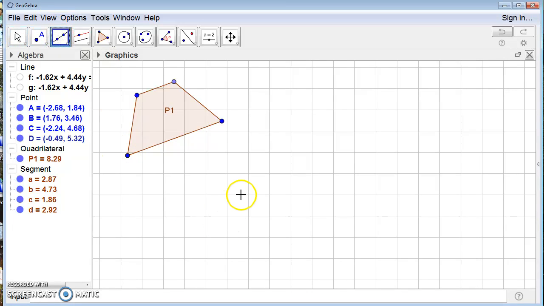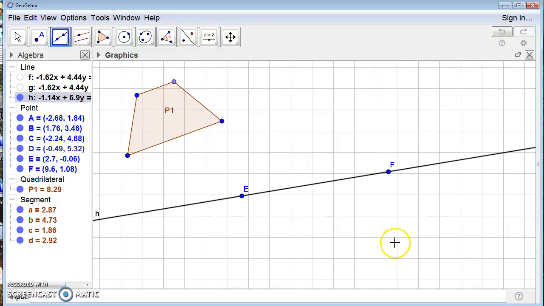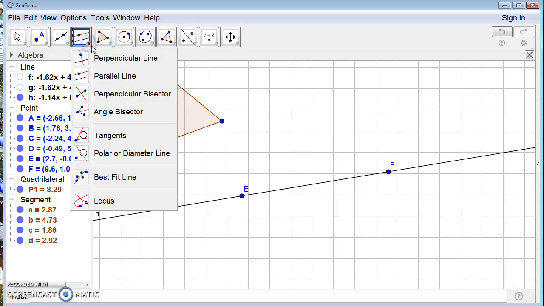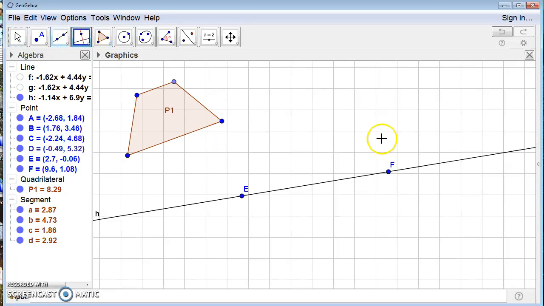So again, start with a line in any orientation you like. I'm actually going to use this to be the long side. The important thing about a rectangle is that it has a right angle in it. So the special line we want to create with this line is the perpendicular. So I'm going to go back over to my special lines, do the perpendicular.